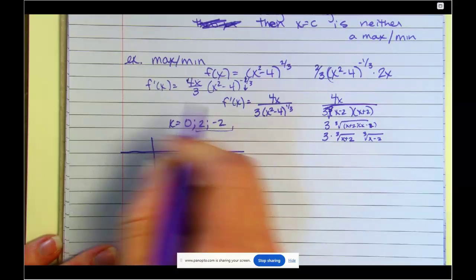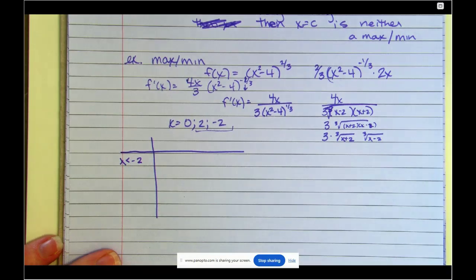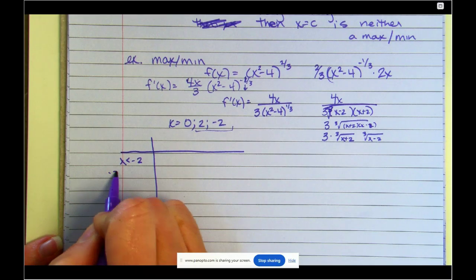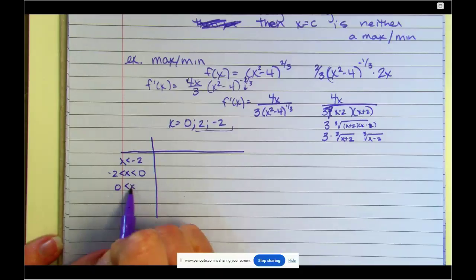Your first interval is going to be x is less than -2. What's your next interval? -2 to 0. Yep. Next one? 0 to 2. And then x is greater than 2.